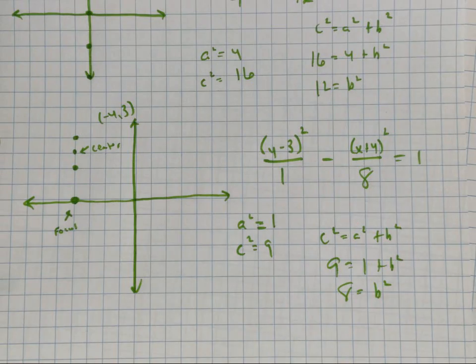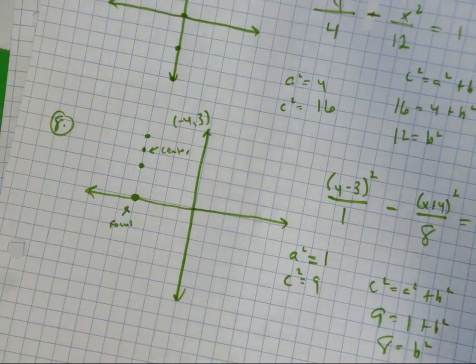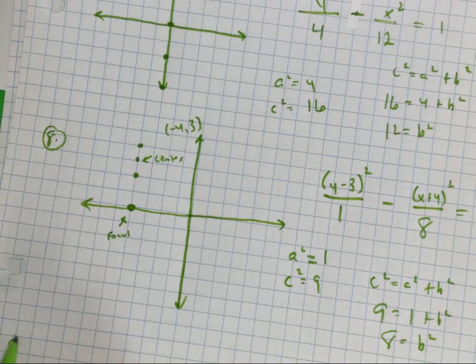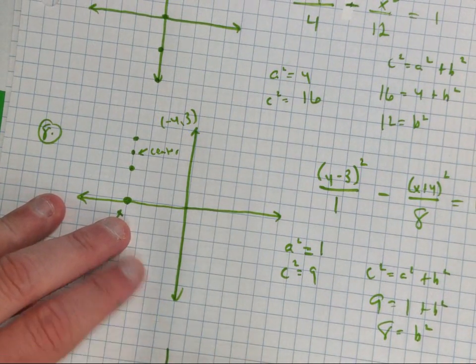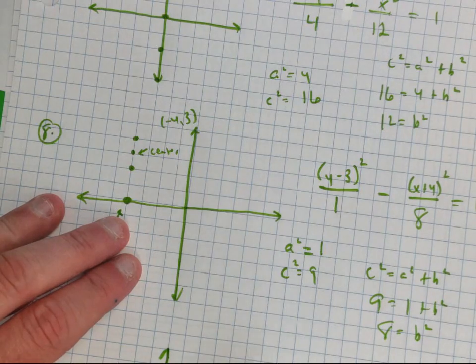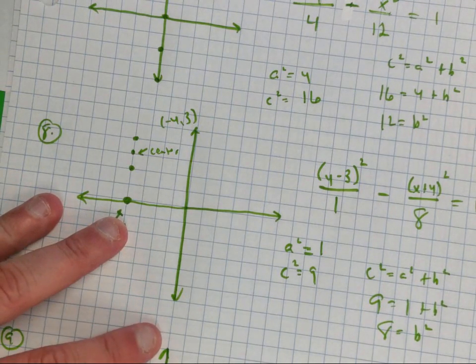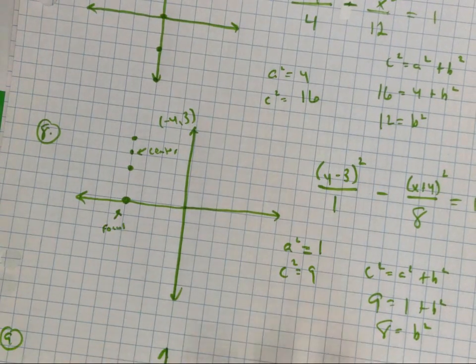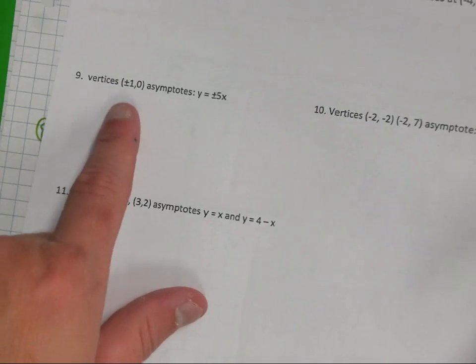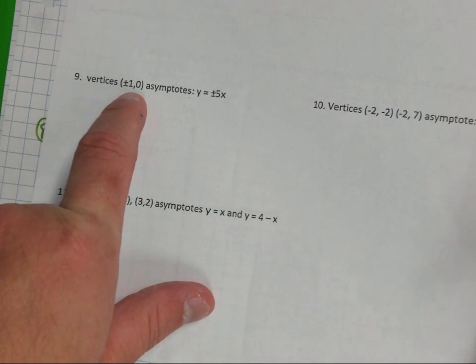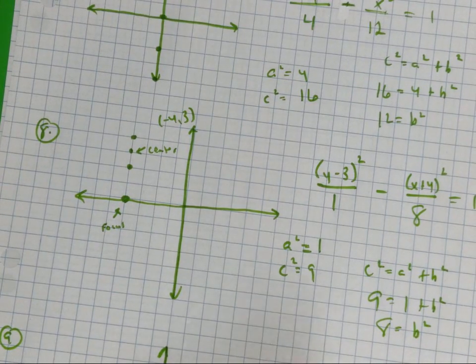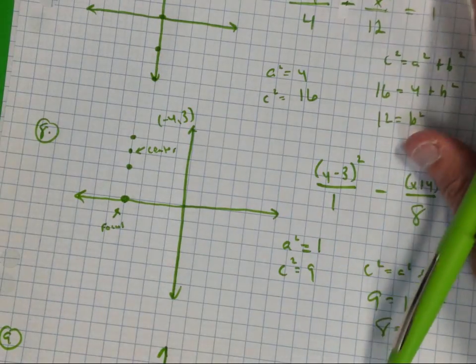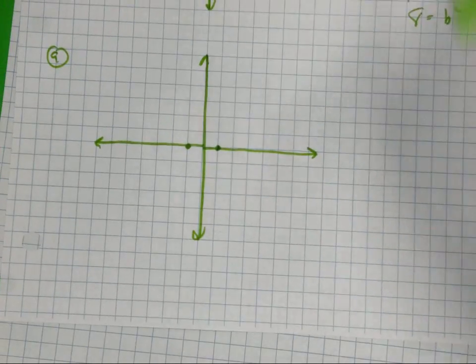All right, let's look at number 9. It says the vertices are at 1, 0 and -1, 0. Okay? So I'm going to label my vertices. 1, 0 and -1, 0 right there.